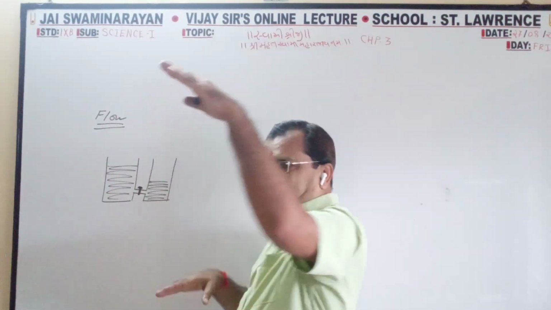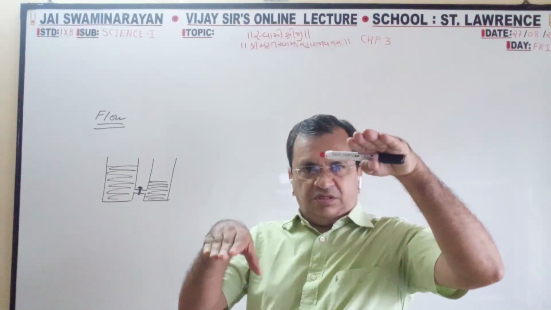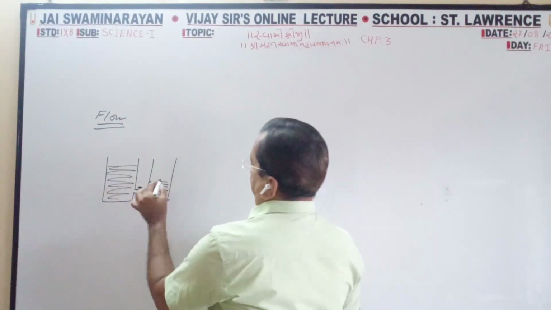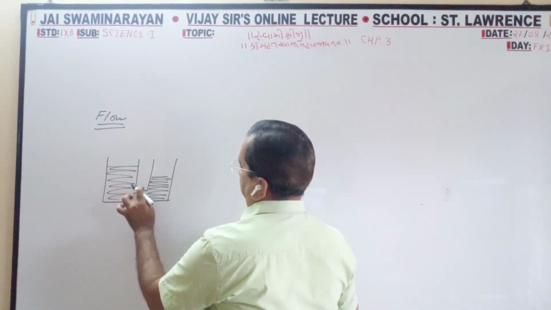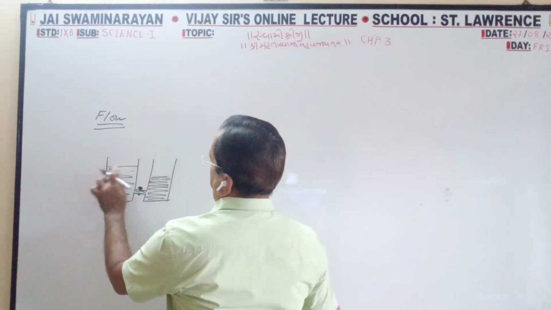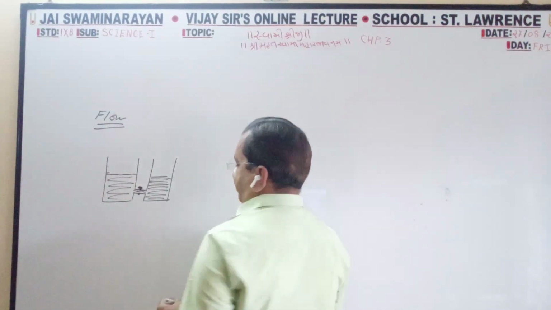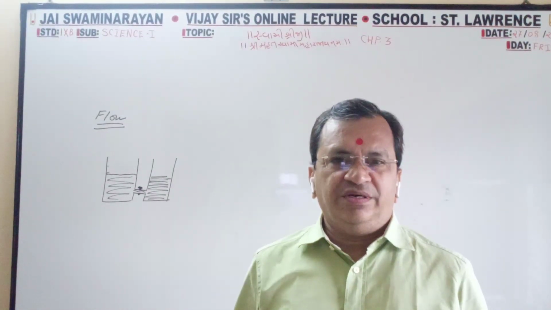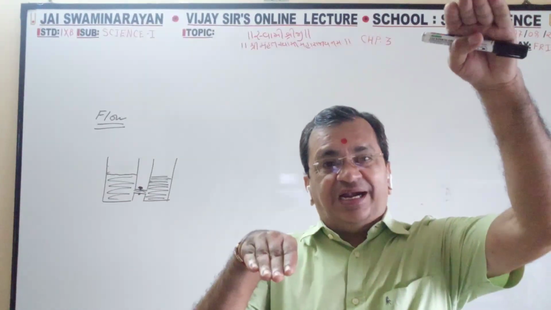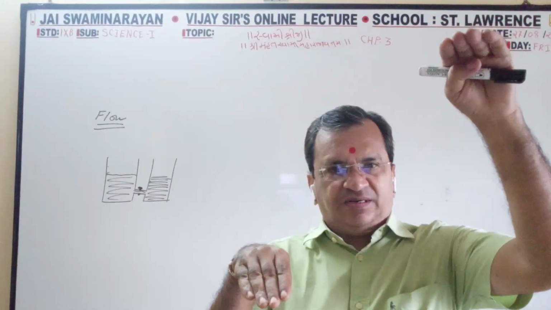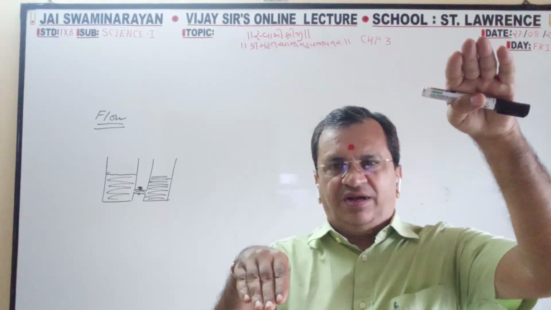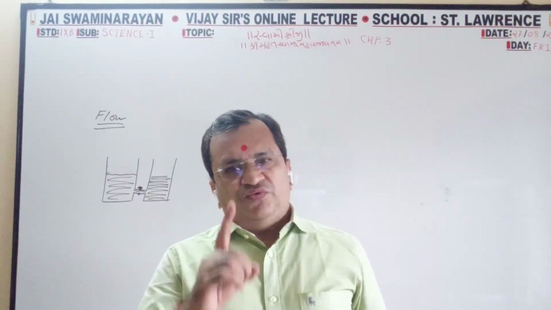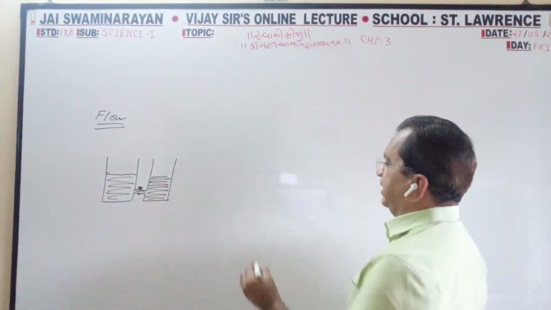So this level comes down, this will come up till it becomes equal. Then it will not flow. So flow is possible when there is a level difference. Always it flows from higher level to lower level. First example. Second example.